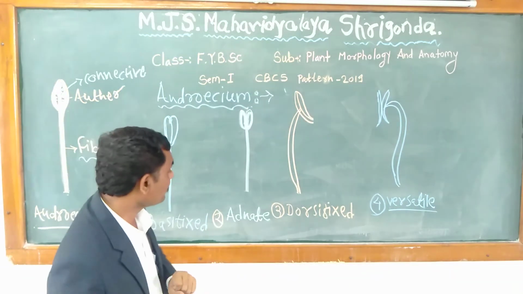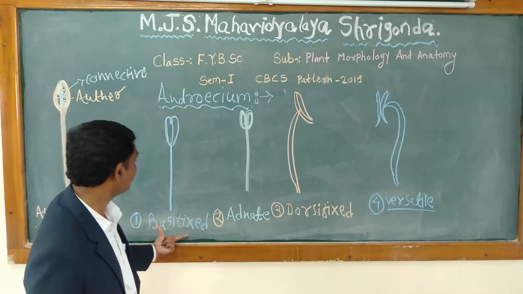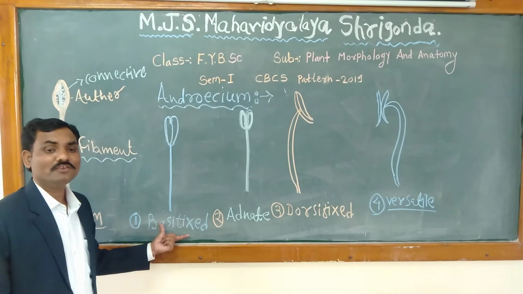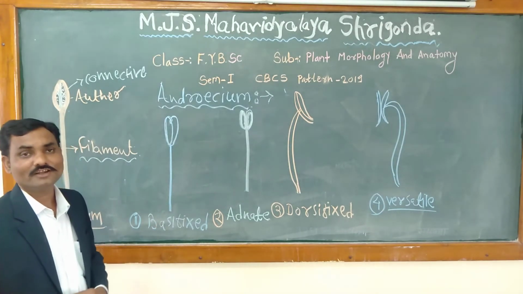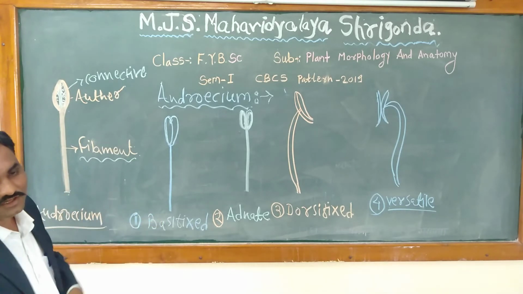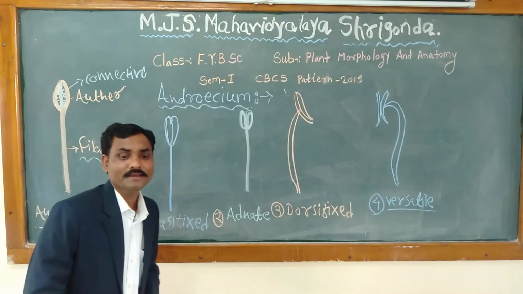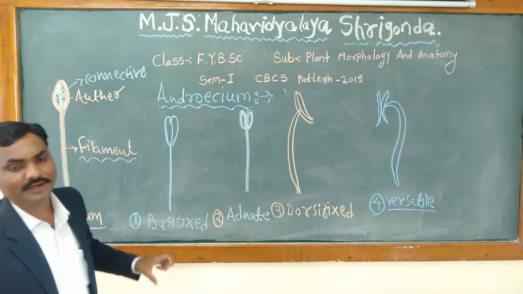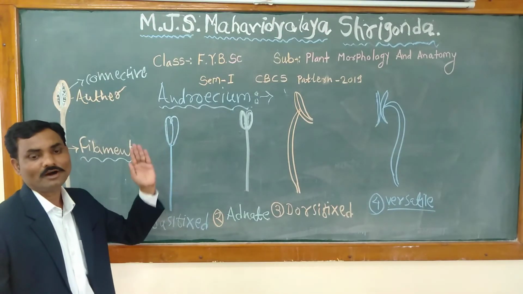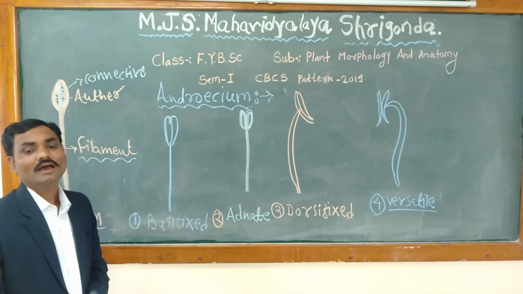Then next is the basifixed. See this diagram. The basifixed is also known as innate. What is the condition in this basifixed anther? The anther is fixed to the filament by its base. The anther is attached at the back side. And it is immobile.